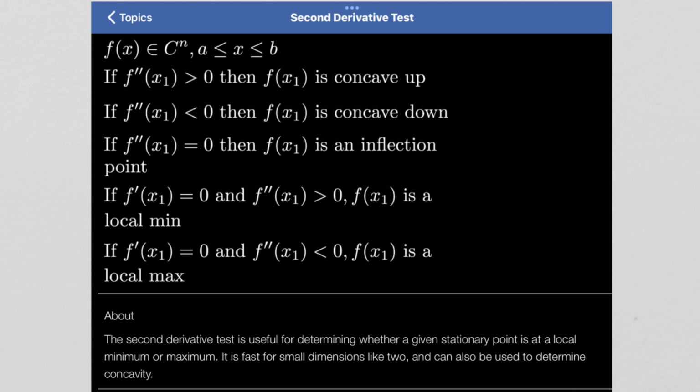If the second derivative is greater than 0, then the function at that point is going to be concave up. If the second derivative is less than 0, then the graph will be concave down.